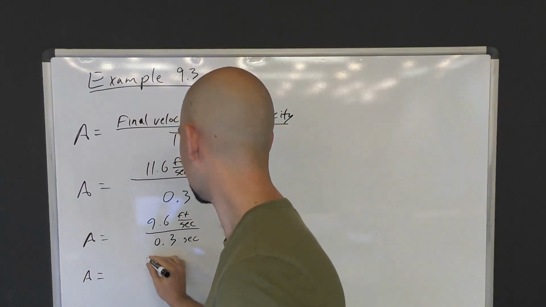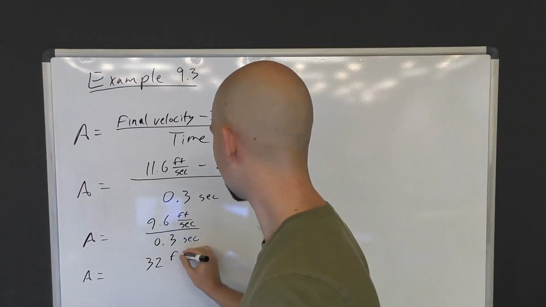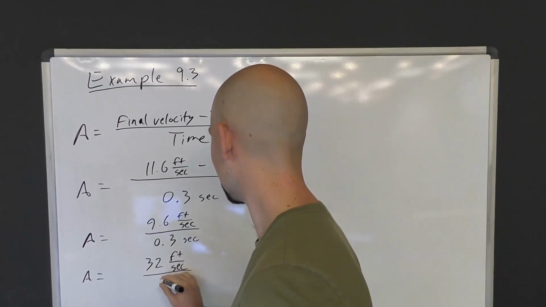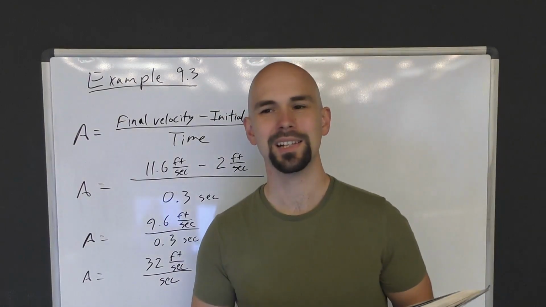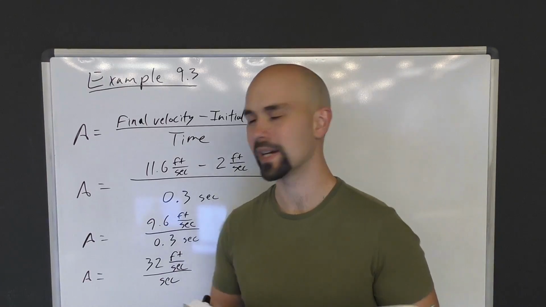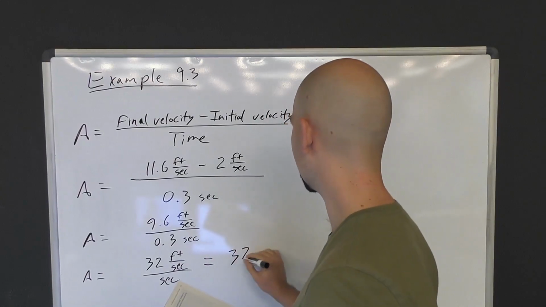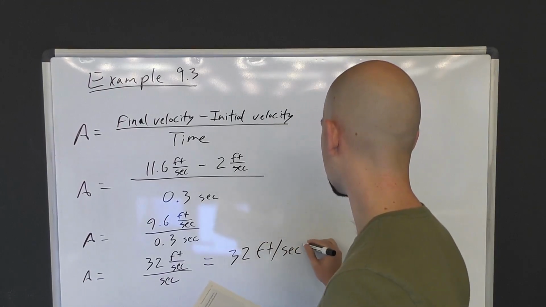Acceleration equals 32, and we have feet over seconds, and then in the denominator is seconds. So feet divided by seconds divided by seconds. That's actually going to work out to feet per second squared, so I can rewrite this as 32 feet slash seconds squared.